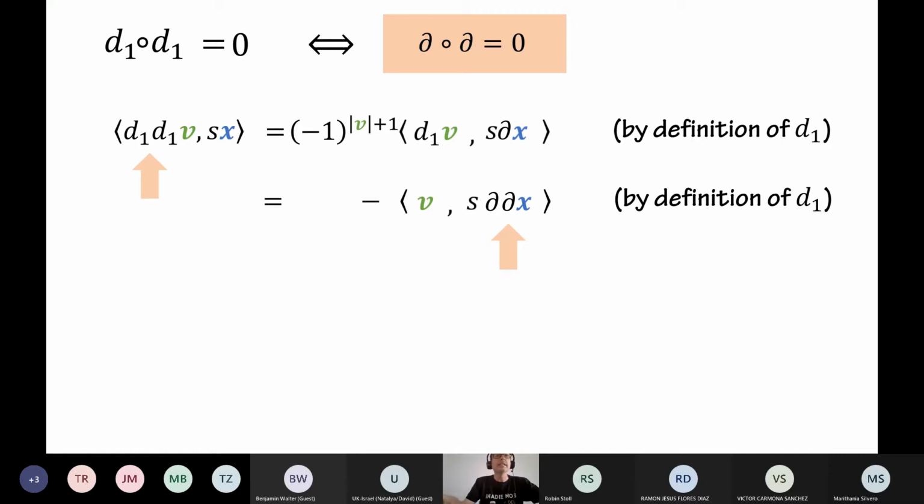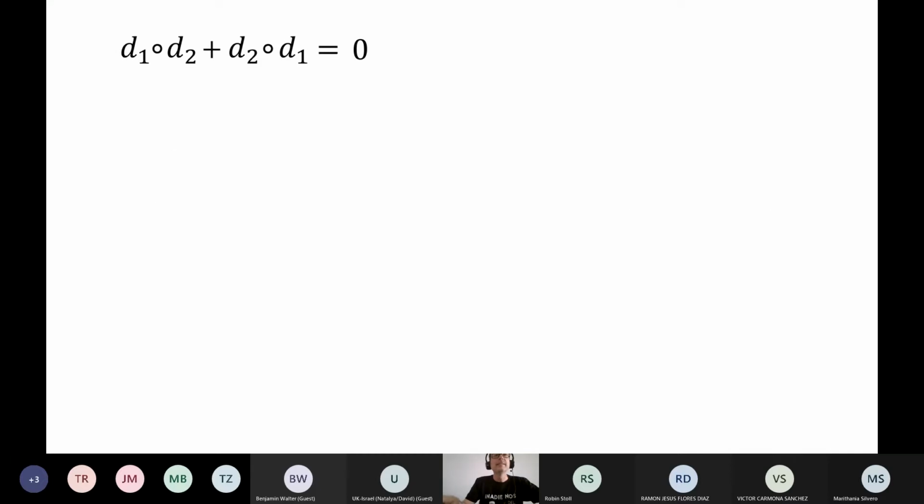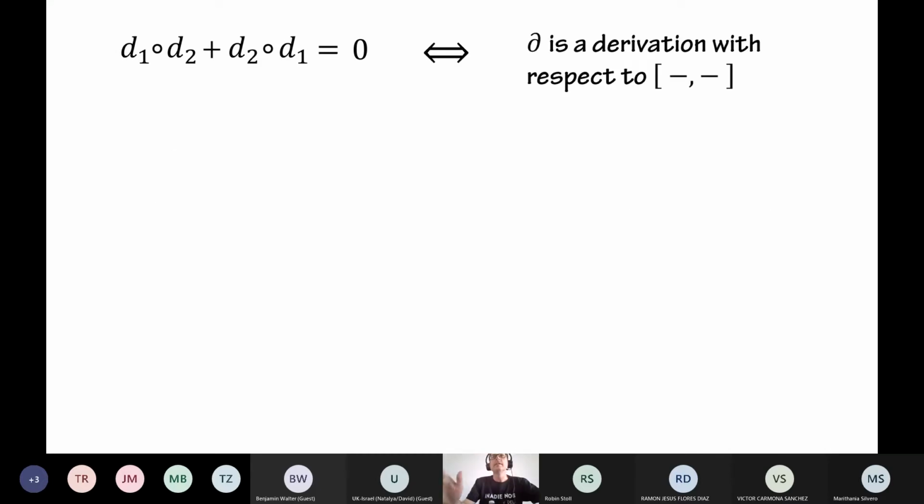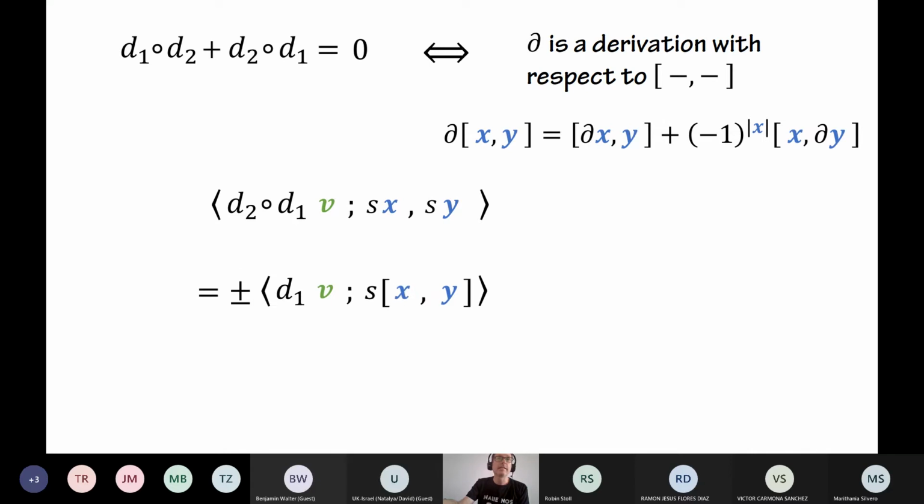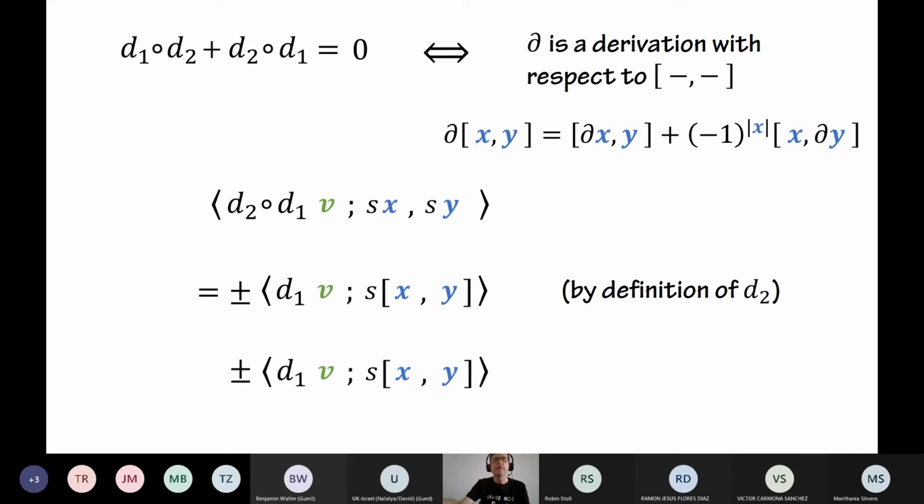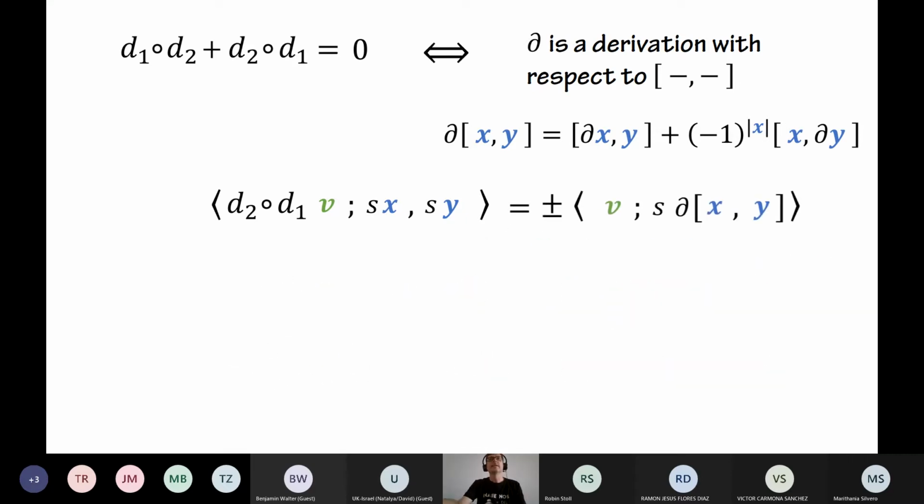Let me show you the second identity of this definition. We have to see that this is 0 if and only if the differential in the DGL is a derivation with respect to the Lie bracket. So, well, let's start with the second term. This is 0 if and only if this extension of the pairing is 0 for any element v, x, and y. But this is applying the definition of D2, this element. So we first apply now the definition of D1, and we have this first equality.